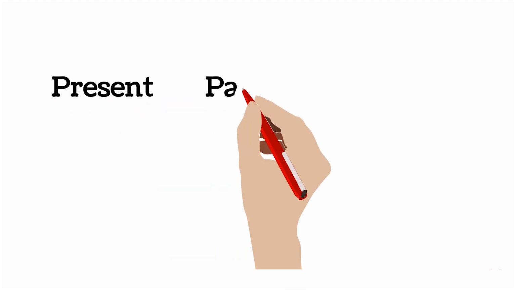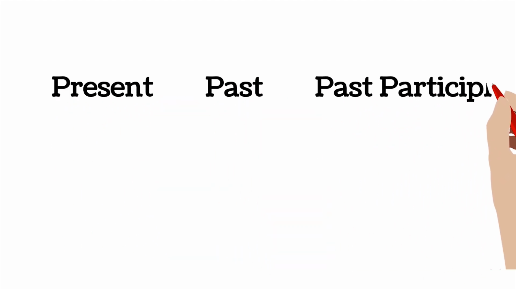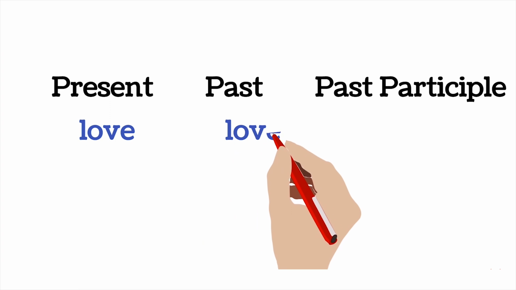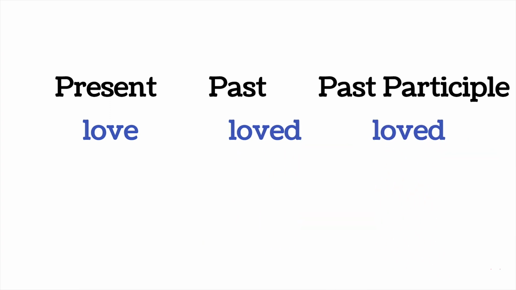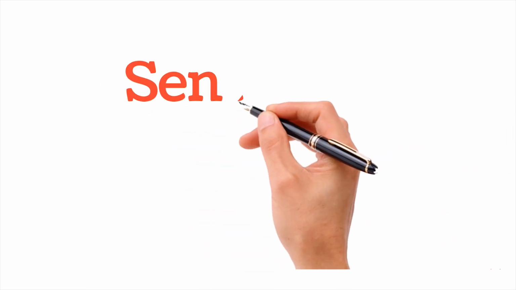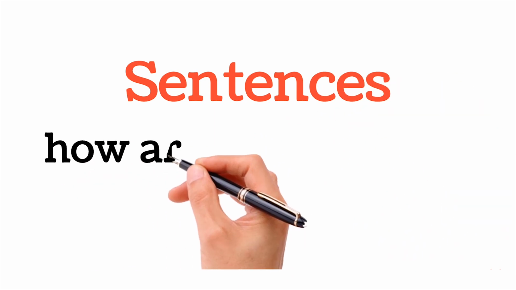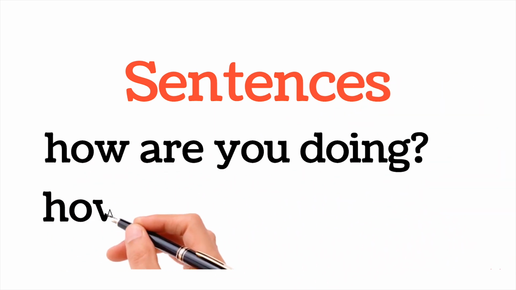The verb love. Like or enjoy very much. Present, love. Past, loved. Past participle, loved. Sentences. How are you doing? How are you?